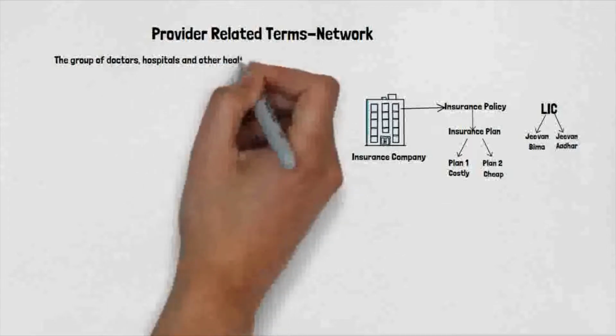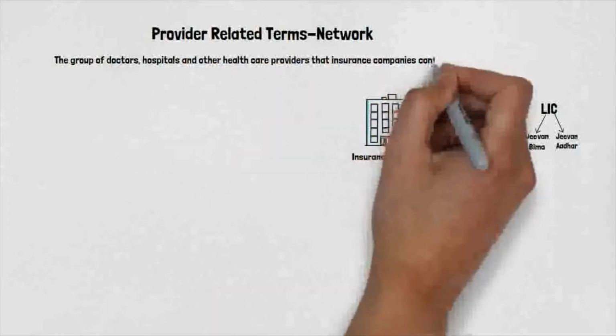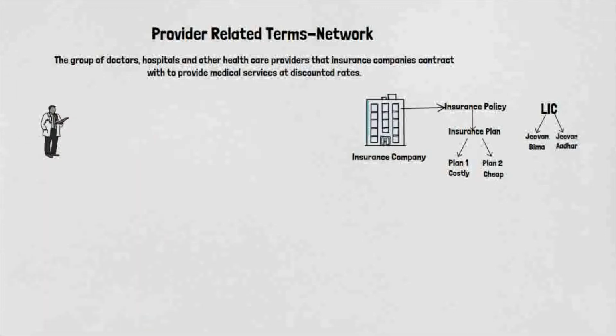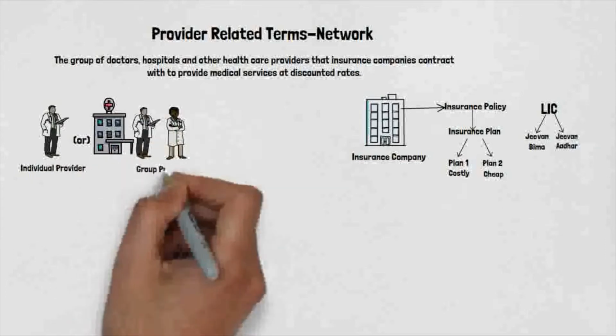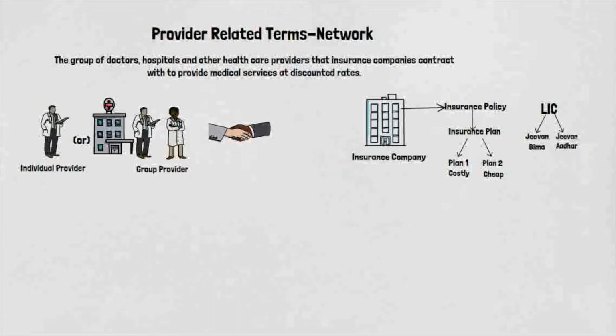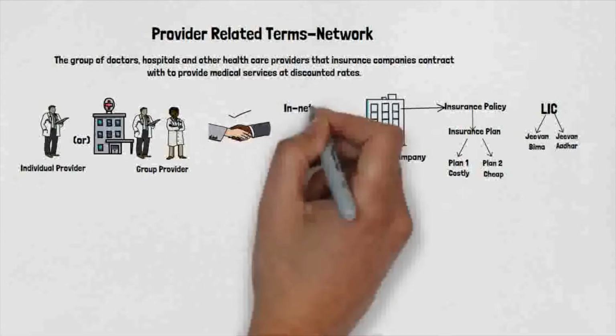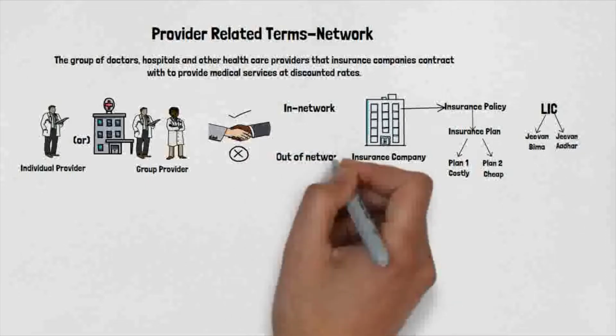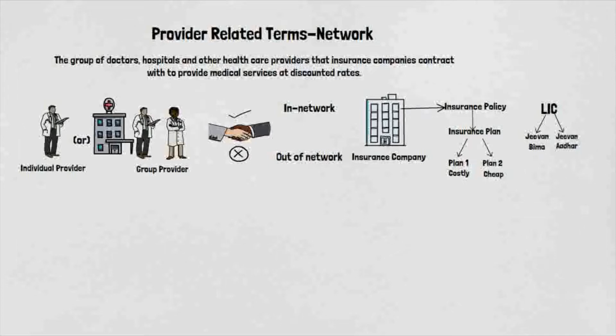Now, coming back to network. It is the group of doctors, hospitals, and other healthcare providers that insurance companies contract with to provide medical services at discounted rates. Now, this can either be an individual provider or a group provider who is contracted with the insurance company. Whoever is contracted with the insurance company is considered as in-network, and whoever is not contracted is considered as out-of-network. As explained earlier, when we use the terms in-network and out-of-network, these terms refer specifically to the insurance plan of the patient.